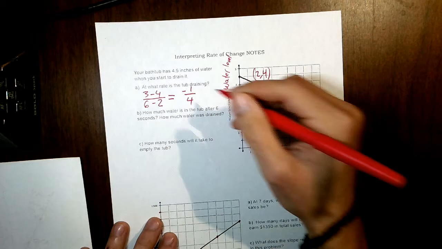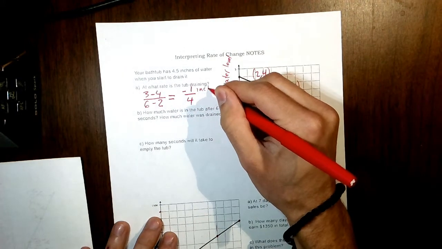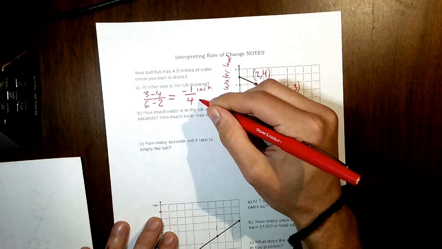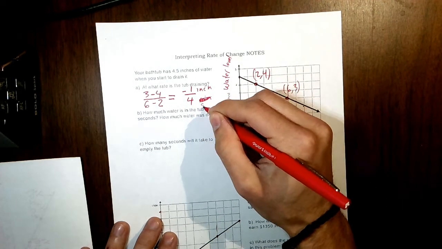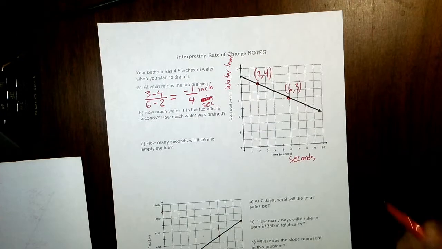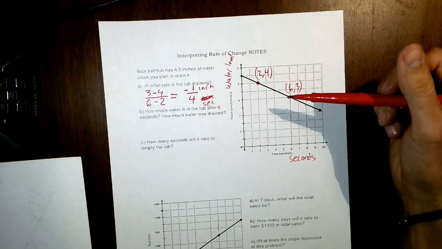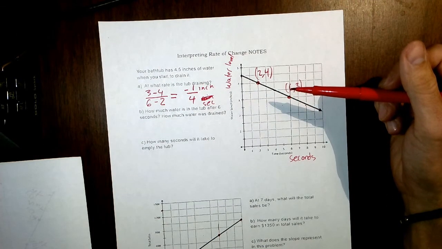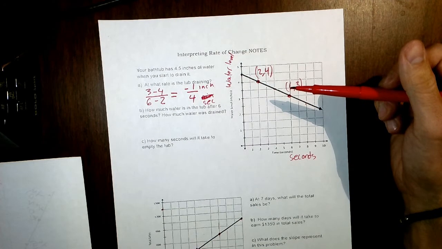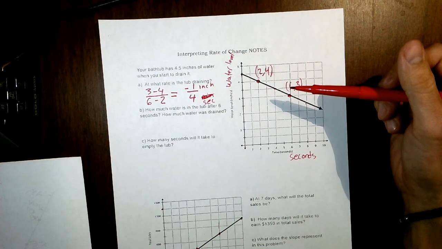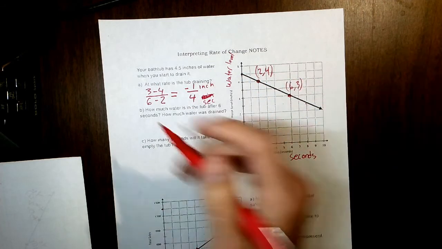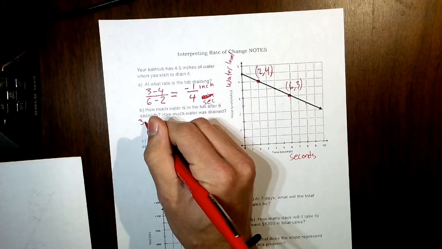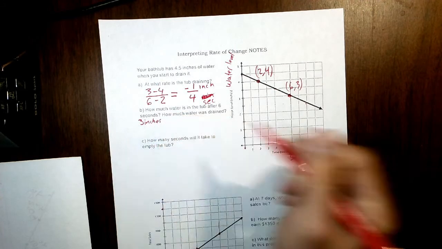It's going down at 1 inch for every 4 minutes. Or seconds, sorry, not minutes, seconds. So an inch every 4 seconds. All right. How much water is in the tub after 6 seconds? 3 inches. Okay, so that's the first part of that question. We'll say 3 inches. Then they have a second part.